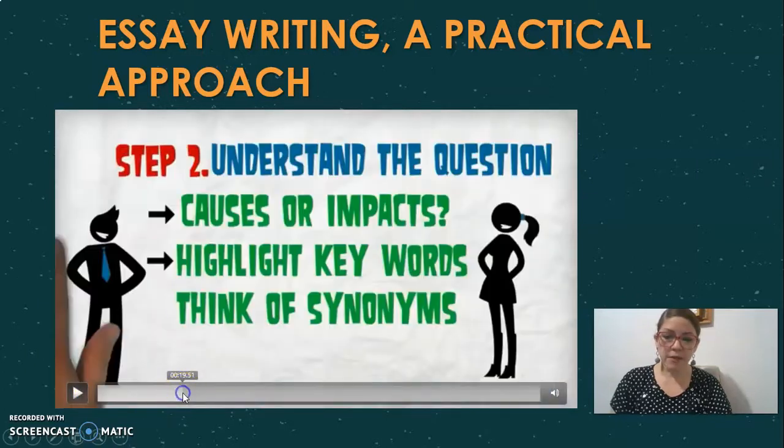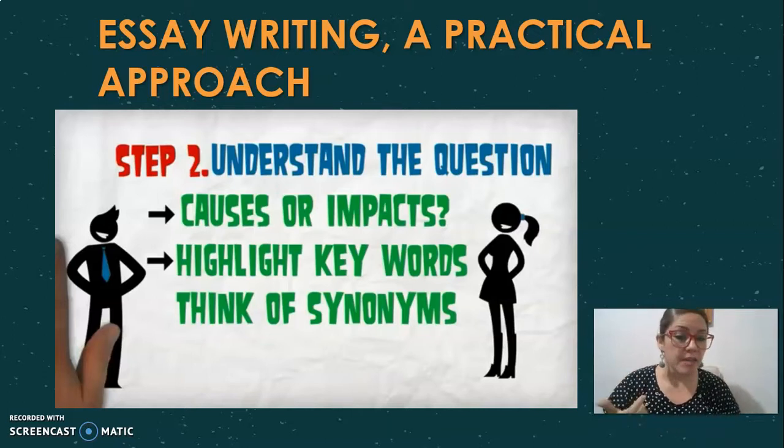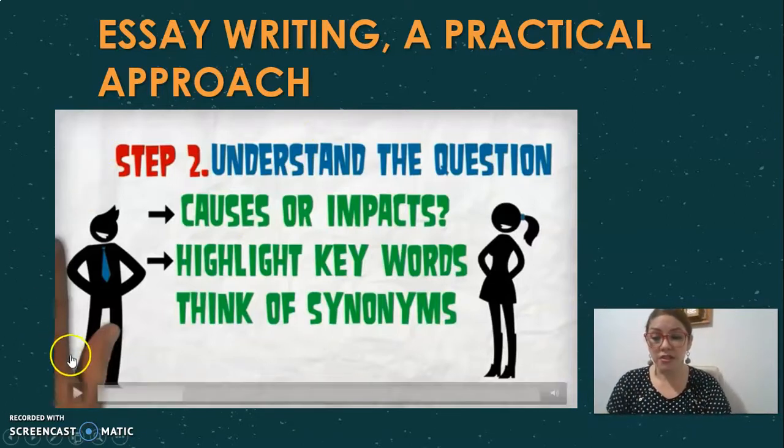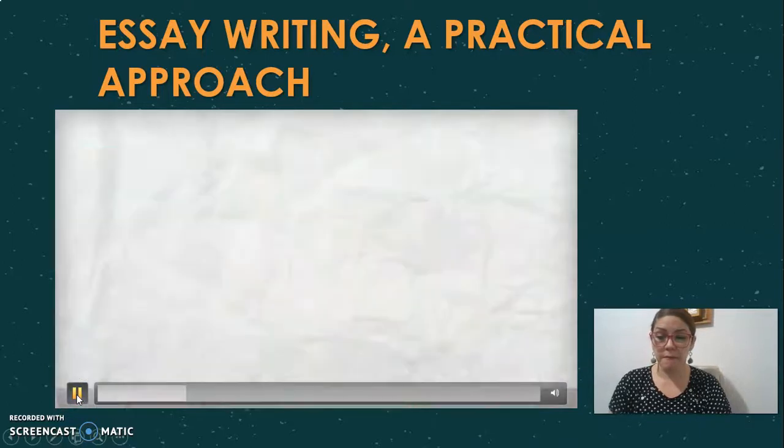On step number 2, what we have to bear in mind is the causes and the impacts of the question that we have. We have to highlight, give importance to keywords, and think of synonyms. Synonyms are very useful. In fact, back in the days when I studied English, we used to have thesauruses. They were like dictionaries, specialized in synonyms and antonyms. Variations in the style of writing are essential in this kind of essay.